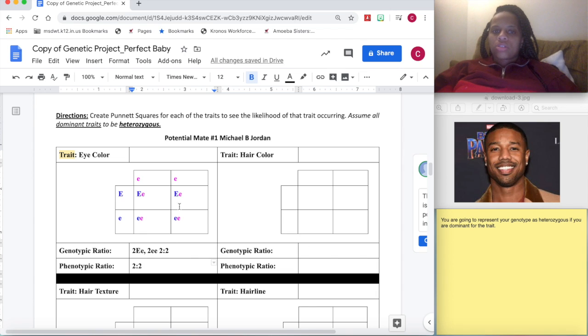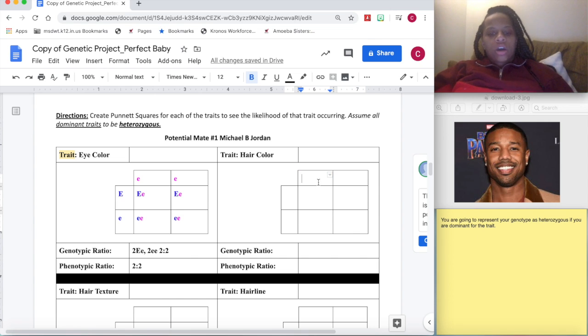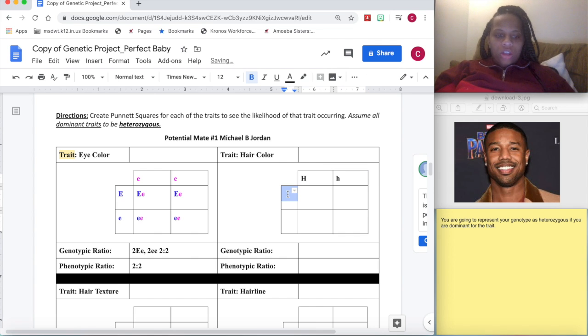Okay? So now we're going to do hair color. Hair color. So remember, I go on top. I had dark hair. And remember, if you're dominant, if you're going to represent your genotype as heterozygous, if you're dominant for the trait. So I have dark hair, and then Michael also has dark hair. And then I'm going to change these to be blue to represent him. And I'm going to change these to be pink to represent me. And then we're going to cross again.